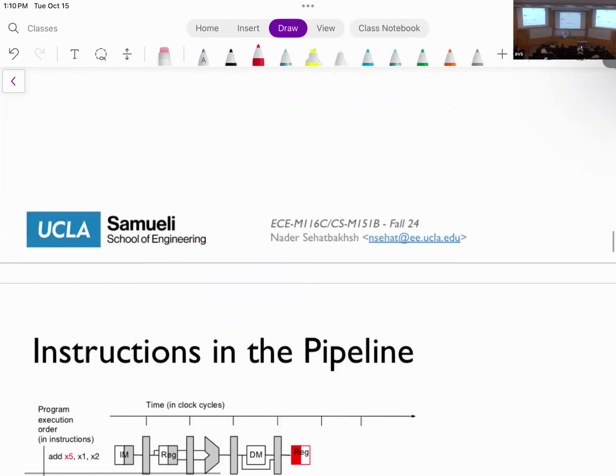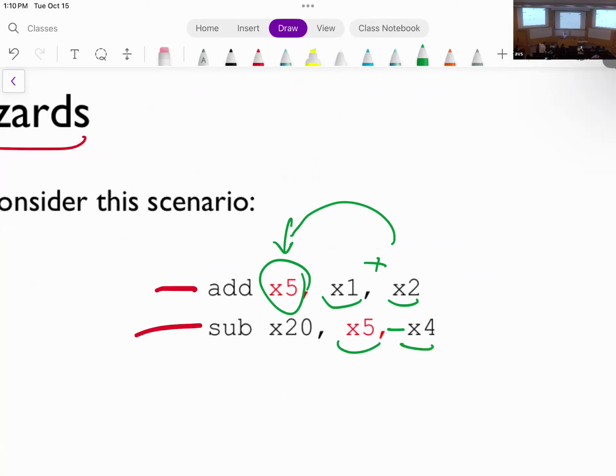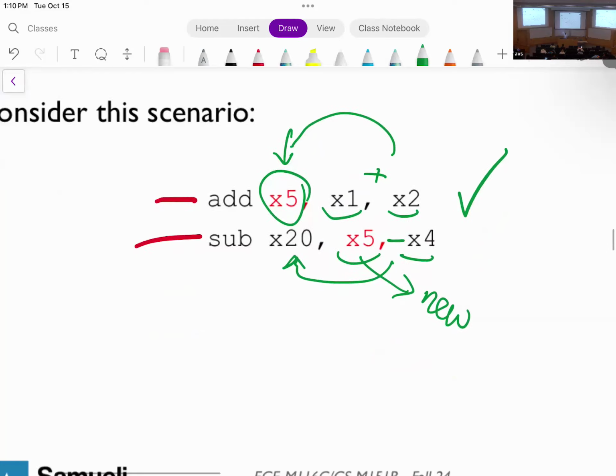More specifically, consider a simpler example like this, with two back-to-back instructions. This one is an add, so I read x1 and x2, add them together and write the result to x5. But then in the very next cycle, I want to subtract x4 from the value of x5 and write the result to x20. As I said, from the programmer's point of view, the assumption is that the add has to be finished so that this value is the new value for x5, right? This is the assumption. And when we are designing the pipeline, we make sure that this happens all the time, right? That's the main thing for the design.